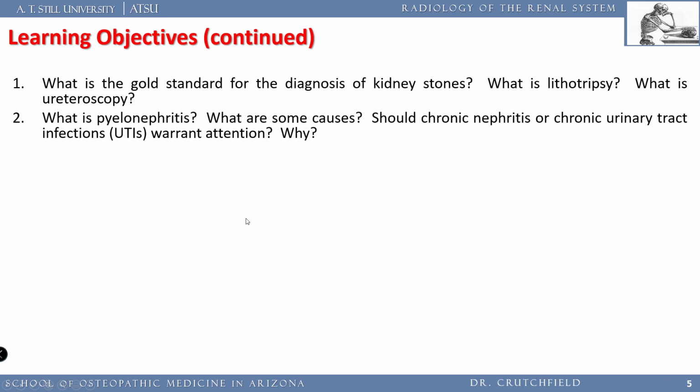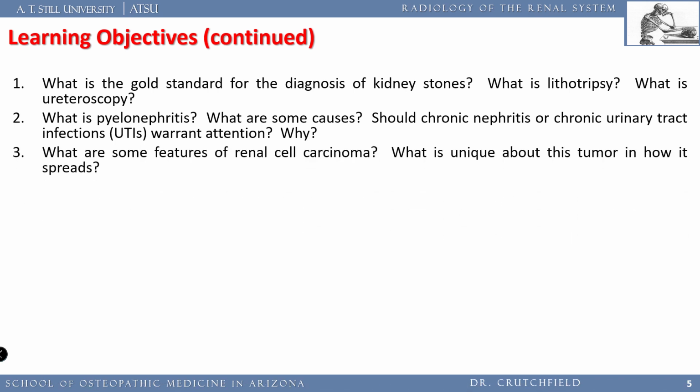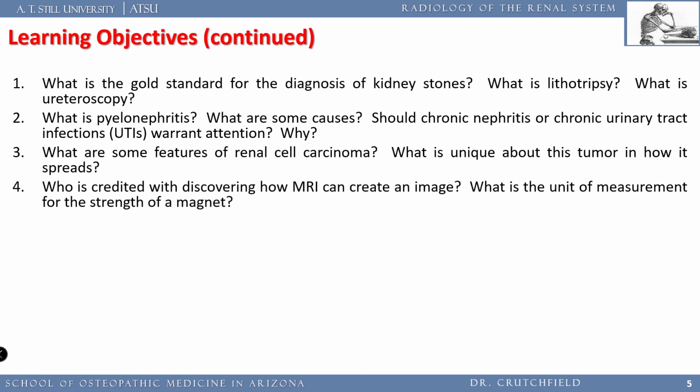It's putting an endoscope up someone's urethra, past the bladder, into the ureters to pull out kidney stones or to biopsy tumors. What is pyelonephritis? What are some causes? Should chronic nephritis or a chronic urinary tract infection warrant attention? Why is that important to know? What are some features of renal cell carcinoma and what's unique about this tumor in how it spreads? We'll see some pictures of this coming up.